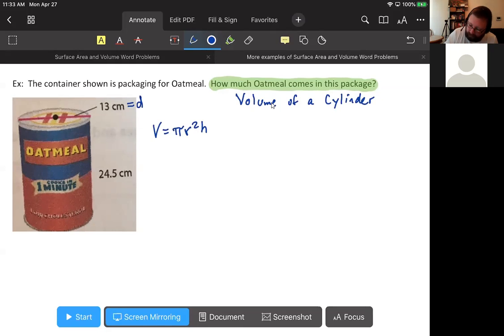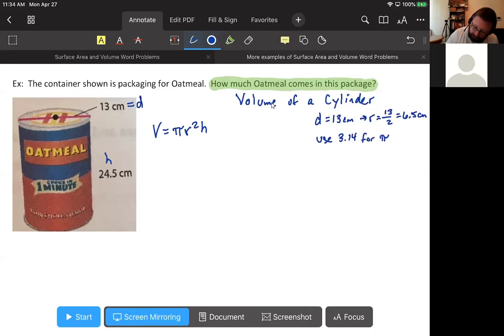So we need to remember that if the diameter is 13 centimeters, that means the radius is half of that, or 6.5 centimeters, okay? We're also going to use 3.14 for pi because it is a word problem. So it means we would never give the exact answer. You don't tell somebody, oh, my oatmeal can contains, you know, what would that be, like 40 pi cubic centimeters. No, that's not how that works, okay? So we're going to plug in 3.14 for pi, and then the height of the cylinder is 24.5 centimeters.